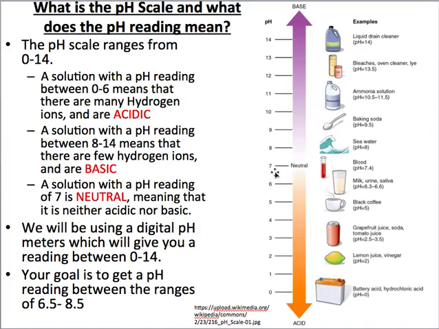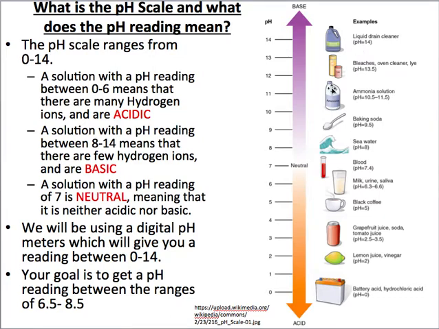7 right here is neutral. Pure water is neutral. That means it is neither acidic nor basic. Anything above 7 here is a base, which means it has very few hydrogen ions and it has more hydroxyl ions, which I will not talk about because that's more advanced high school stuff, but just know that if there's fewer hydrogen ions, it's basic. Things like seawater, baking soda, ammonia solution, bleaches, or even drain cleaner.